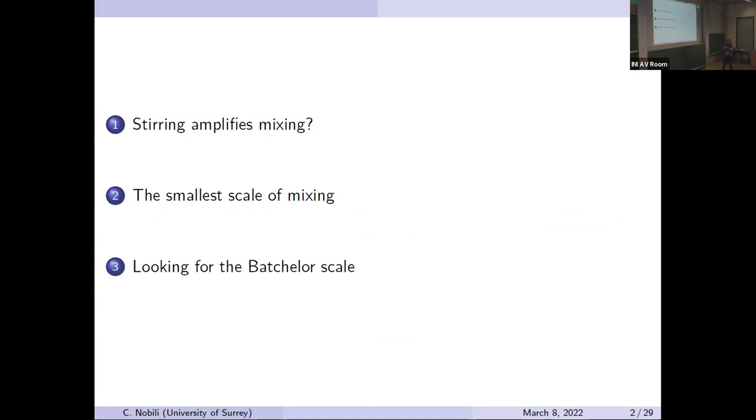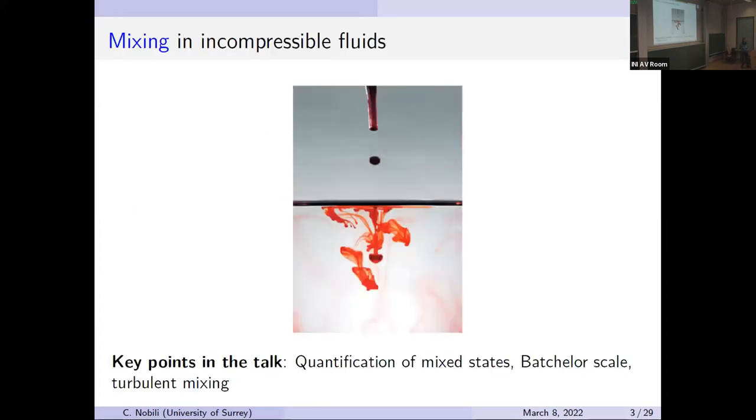First I will introduce the problem, and then I will talk about the role of stirring in mixing. Then I'll introduce the main motivation for my work, which is the smallest scale of mixing, so understanding or capturing the smallest scale of mixing. And in the third part, I will talk about some new results motivated by this vision of Charlie. So let me start with the classical picture.